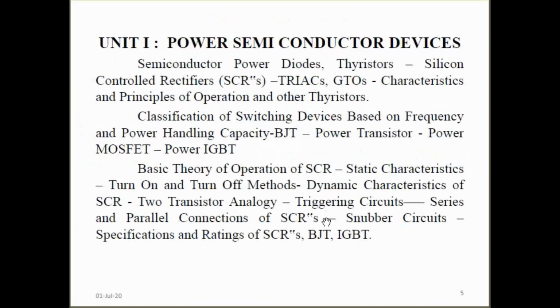So coming to first unit, that is power semiconductor devices. So here we need to know about power semiconductor devices, starting from power diodes to thyristor family. So in thyristor family, SCRs, TRIAC and GTO. Similarly, we need to learn about transistor family. So that is BJT, MOSFET and IGBT.